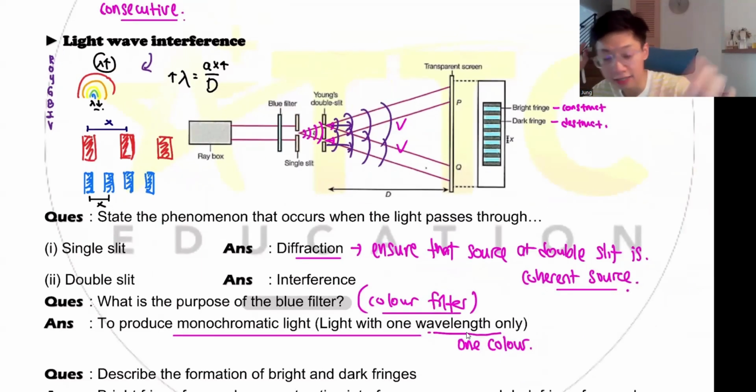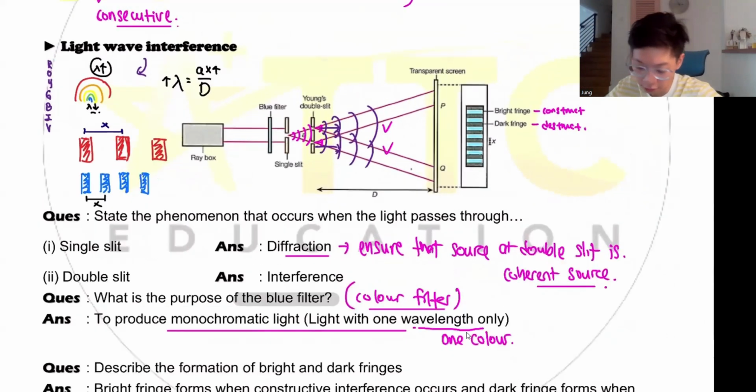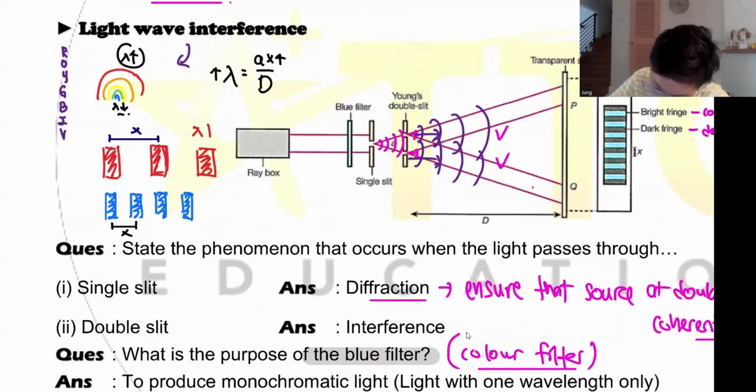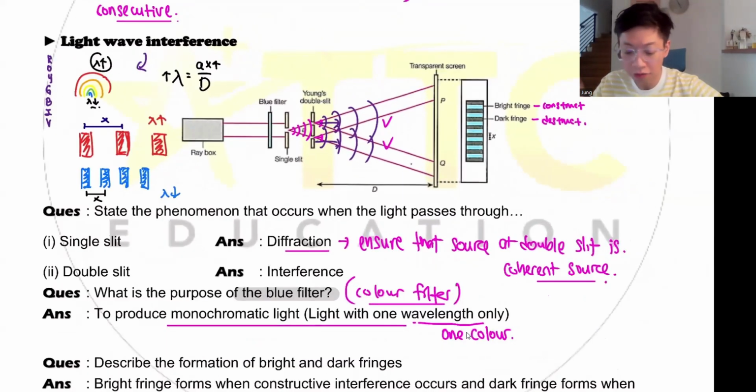Meaning to say that there's a difference in gap size. Then purple is even shorter. So it goes shorter and shorter and shorter. Why? Because red light has a larger wavelength, then blue light has a shorter wavelength. So guys, you must keep these notes, because this is a very good revision material. Once you flip back through this book, you can read through everything, and you can use this to go for exams already.